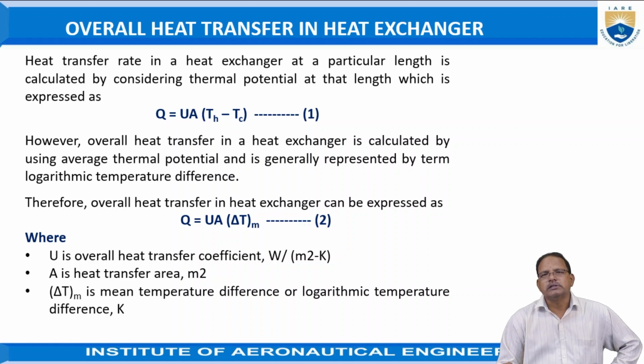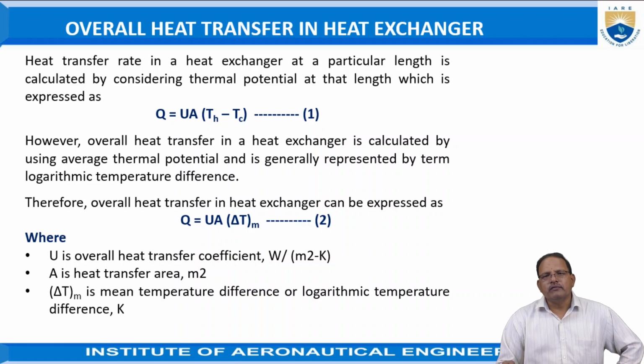A is the area of the cross section, TH is representing the temperature of the hot fluid, TC is representing the temperature of the cold fluid. So this equation can be represented as such now. But if we observe the previous figures, the temperature of the hot fluid as well as the temperature of the cold fluid is not the same over its entire length.